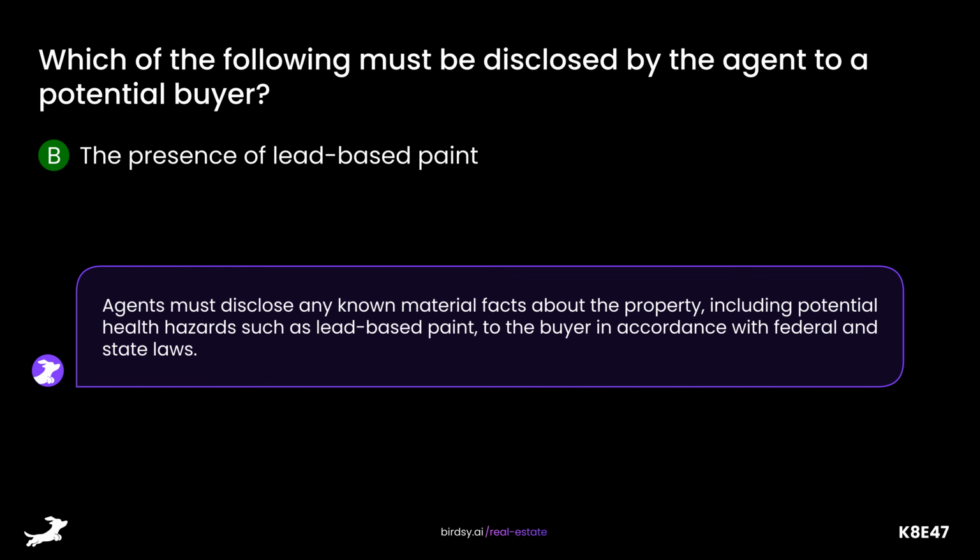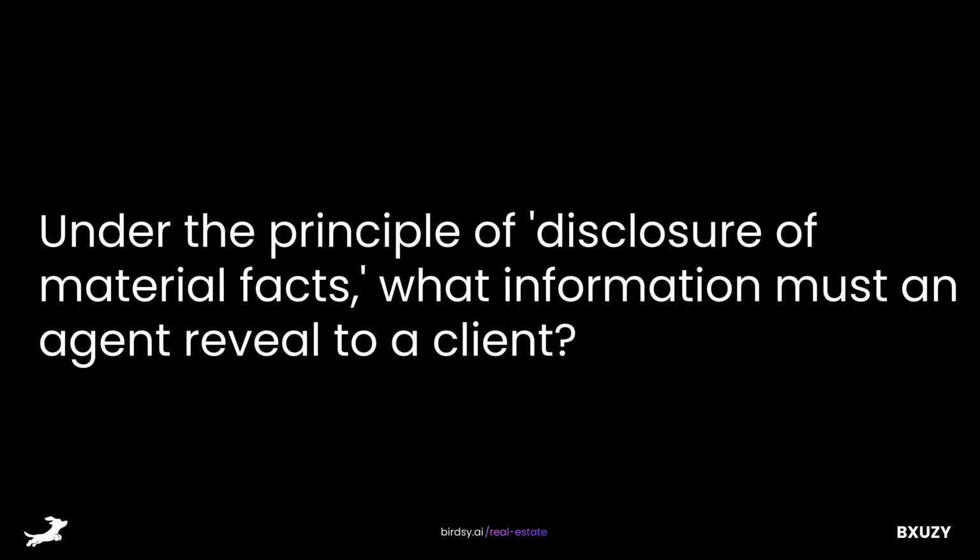Agents must disclose any known material facts about the property, including potential health hazards, such as lead-based paint, to the buyer in accordance with federal and state laws. Under the principle of disclosure of material facts, what information must an agent reveal to a client? Is it A.